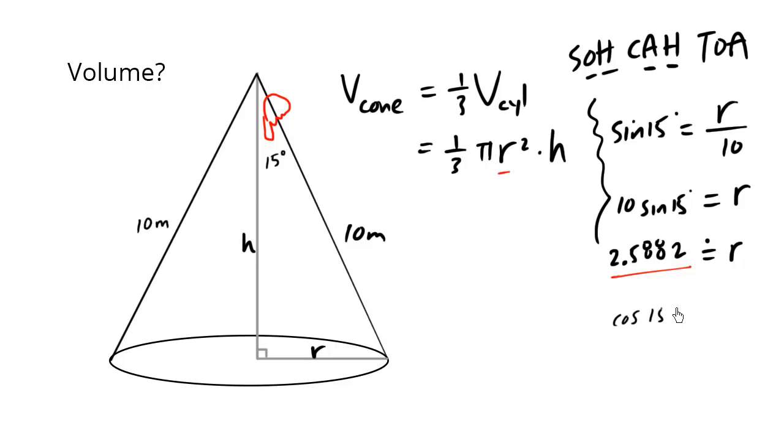So the cosine of some angle 15 is equal to the adjacent, which happens to be h, over the hypotenuse, which is 10. So h here is going to be equal to 10 times cosine of 15, which is approximately 9.6593. So we solved h.